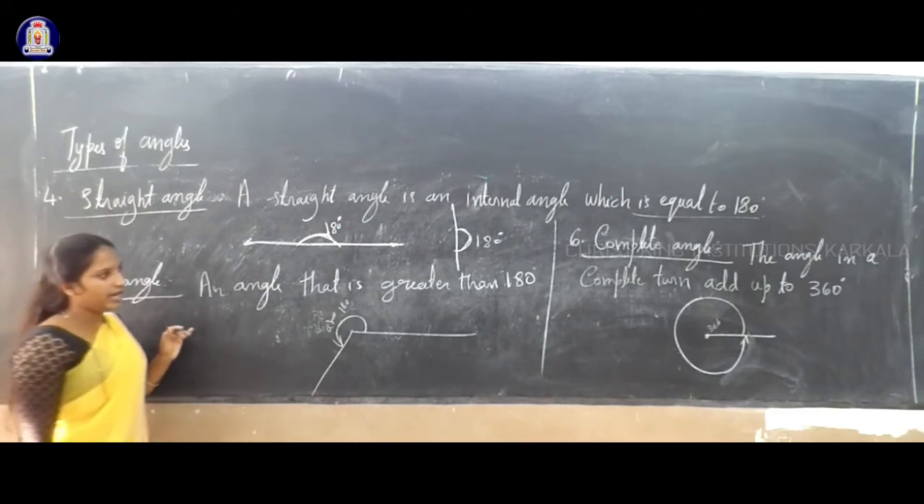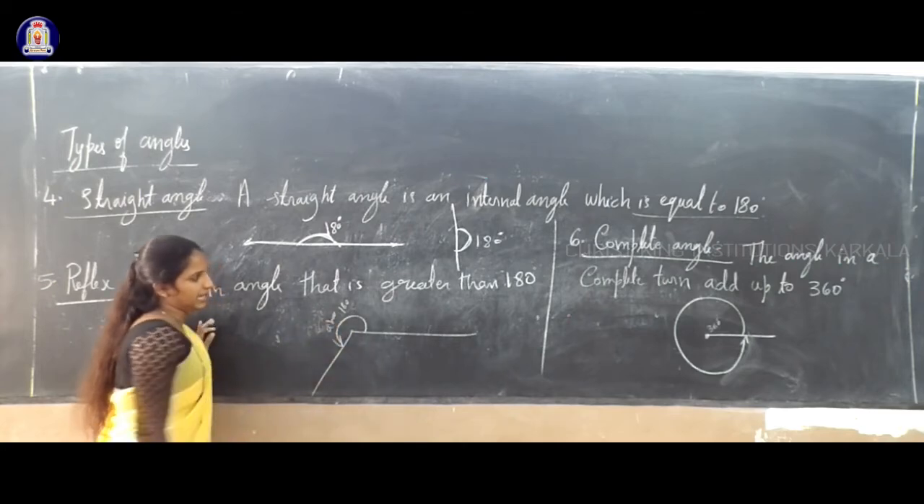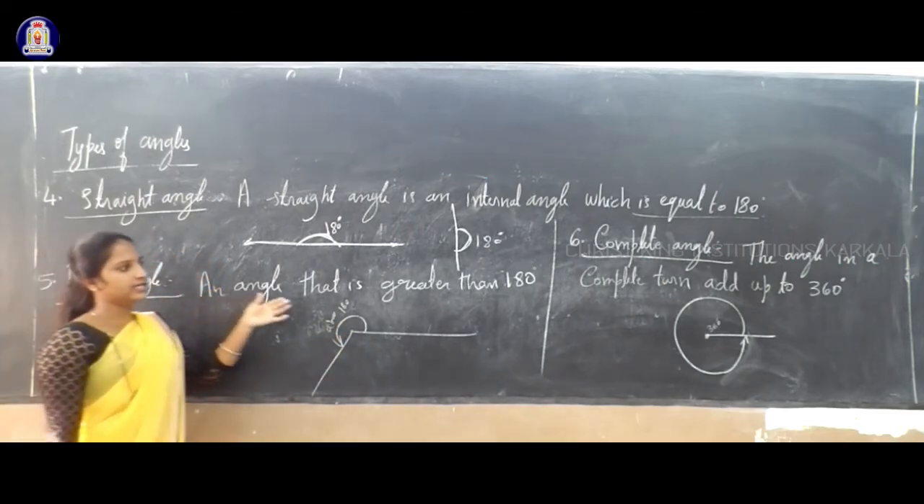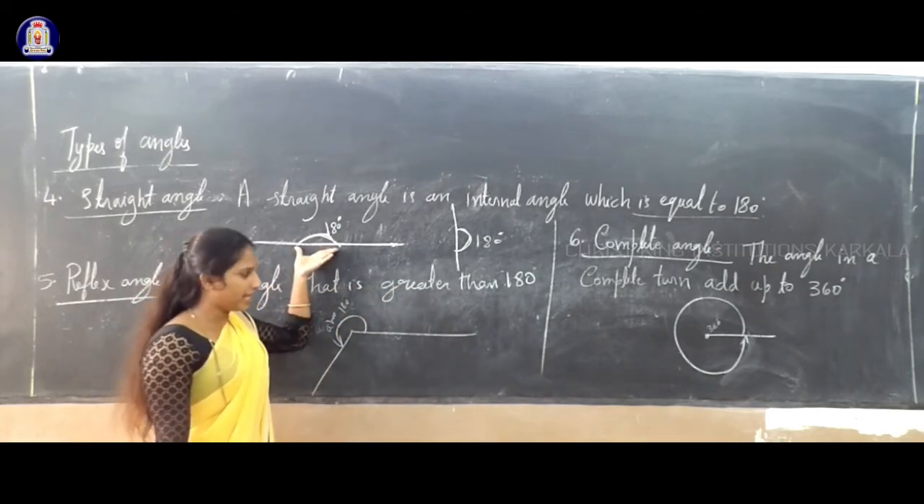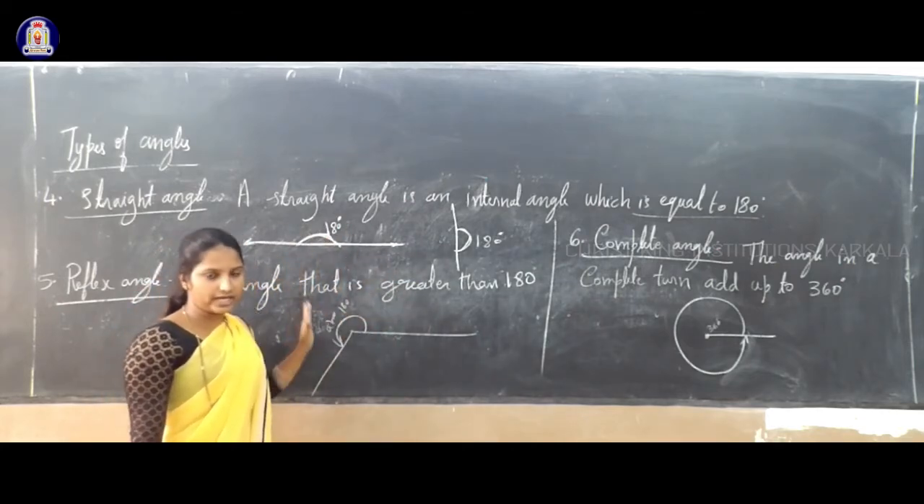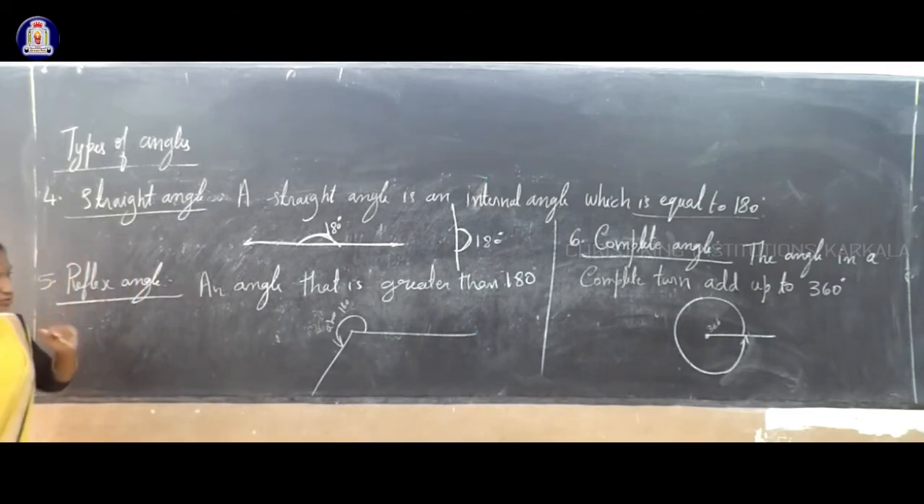So this is what? Below 360. This is a reflex angle, an angle that is greater than 180. 180 is a straight angle. Then greater than 180, that angle is called a reflex angle. Clear?